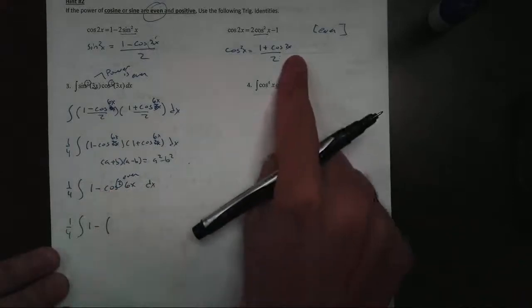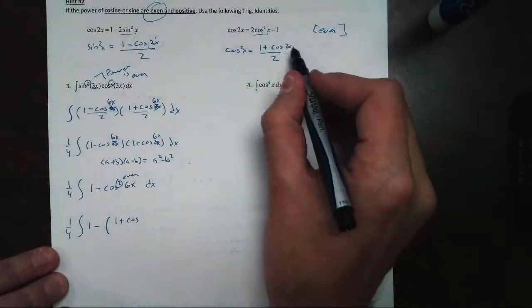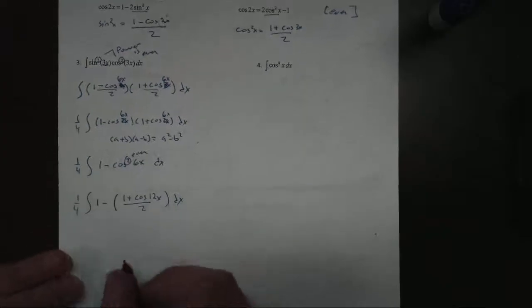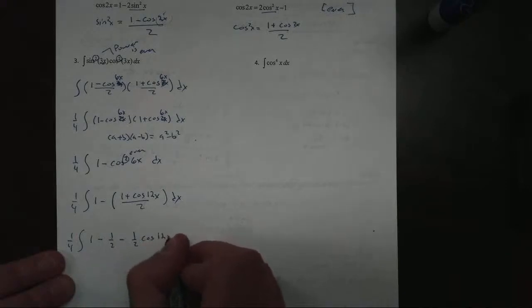1/4, and we get 1 minus, and I can replace this cosine squared of 6x, here's my rule, with 1 plus the cosine. Again, I don't want to make the same mistake again. That was a 2x, so I've got to make that 6 a 12x this time, over 2 dx. Now this I can expand. I get 1 minus, this becomes 1/2 minus 1/2 the cosine of 12x dx.